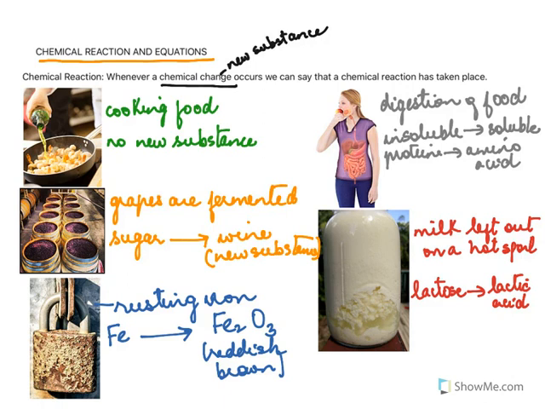So what is a chemical reaction? Whenever a chemical change occurs, we can say a chemical reaction has taken place. What is a chemical change? It is a change when a new substance is formed.